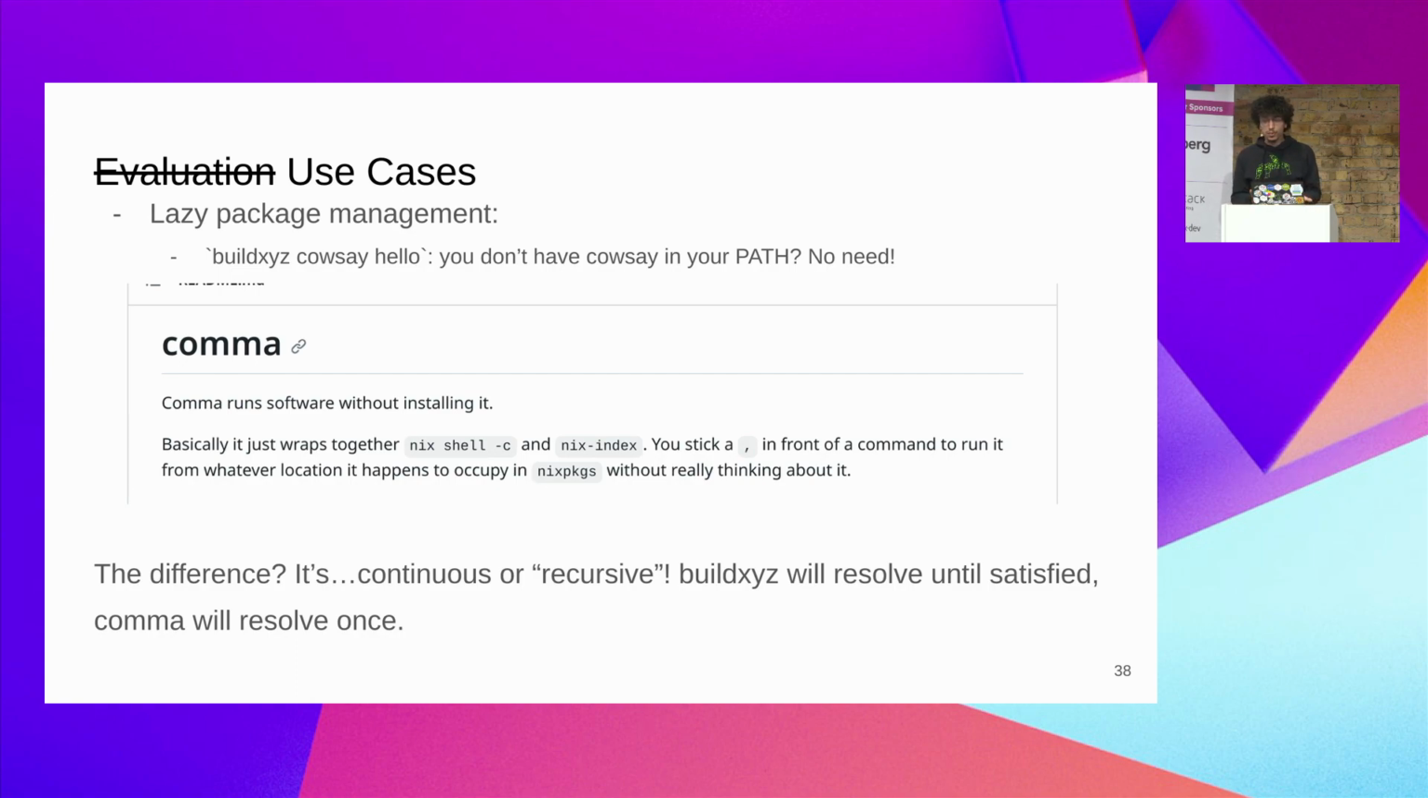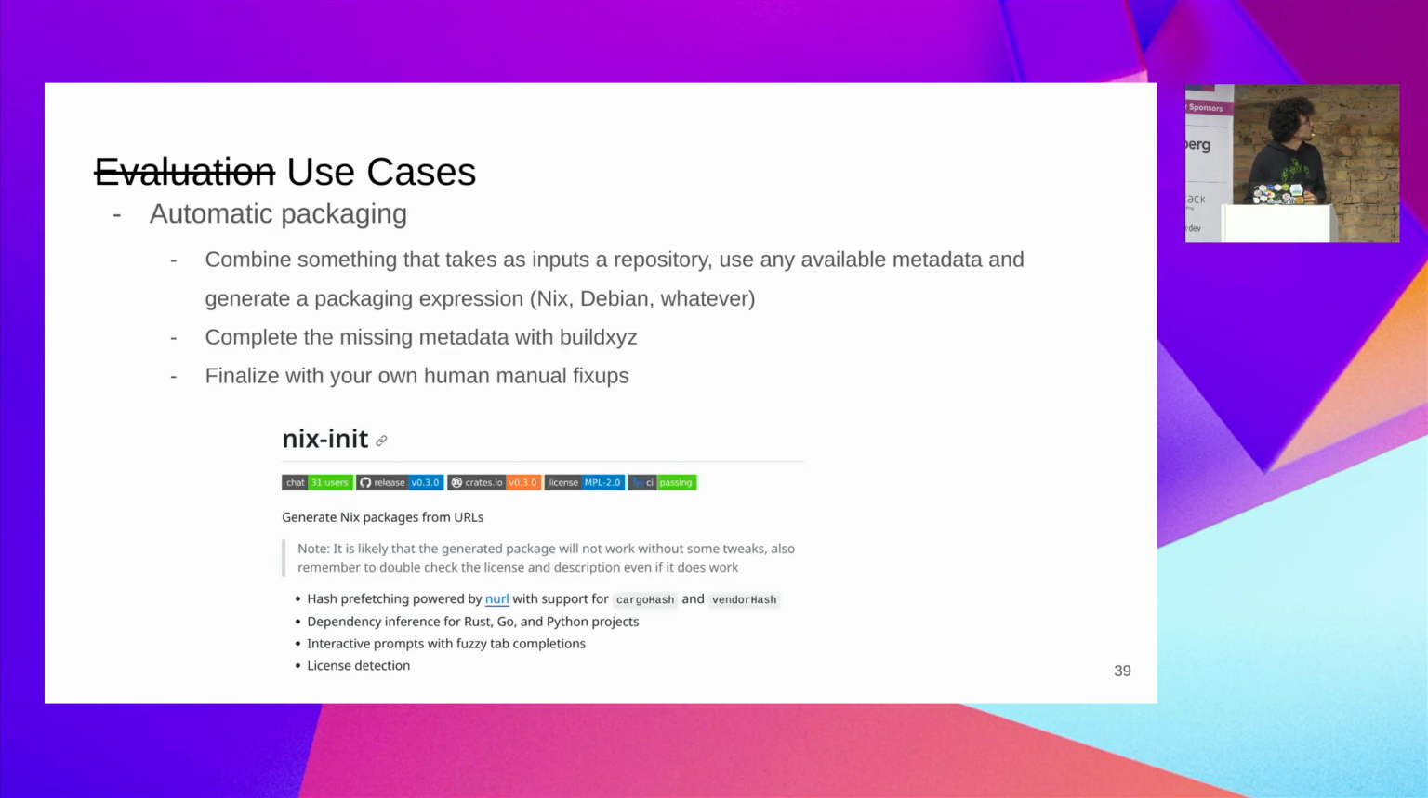You can just use BuildXYZ to run any software you don't have on your system without installing it yourself. The biggest difference with something like comma, which is much simpler, is that it's continuous or recursive. If the software you're installing is asking for another software, then BuildXYZ will install the new software that is being asked for. So it's somehow recursive, or continuous. It will resolve dependencies until satisfied.